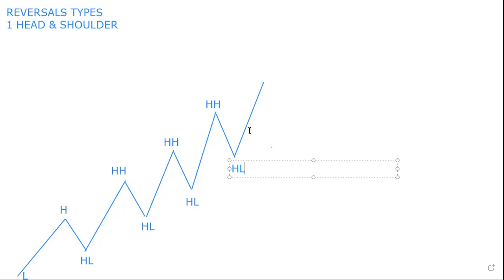Okay. Now, what are we expecting? Since this market has broken this area, we are expecting a new high, which is a what? Higher high. Okay, now let us talk about this area.